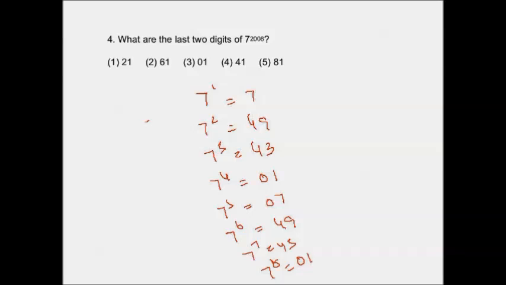So basically, for 7, the last 2 digits work as a cyclicity. We know the cyclicity of 4 for 7 if we talk about the unit digit, but even for the last 2 digits, the cyclicity is again 4. If we divide the power 2008 by 4, we see that it is completely divisible. So for every power which is a multiple of 4, the answer will be 01. So the answer is option 3. This was an easy question.